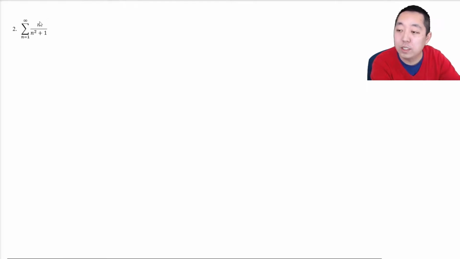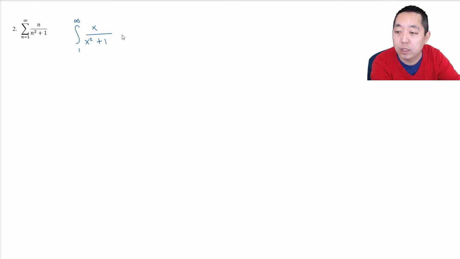Here's another function that's always decreasing and positive, so we can use the integral test. And so we're going to do the integral from 1 to infinity, because we're starting at 1, x over x squared plus 1 dx. And so this is really an improper integral. I'm going to write this as the limit as c goes to infinity, the integral from 1 to c of x over x squared plus 1 dx.